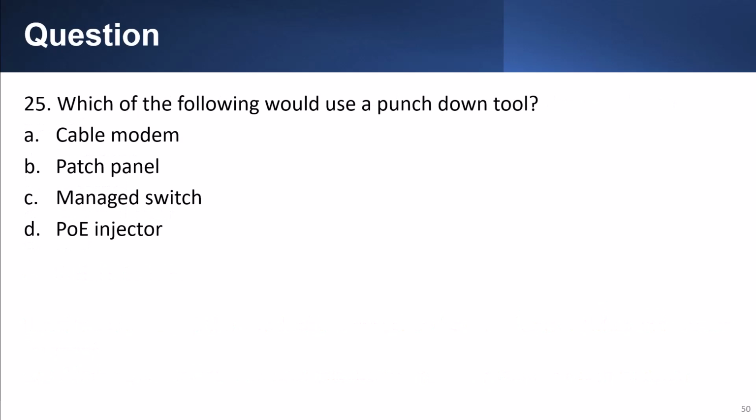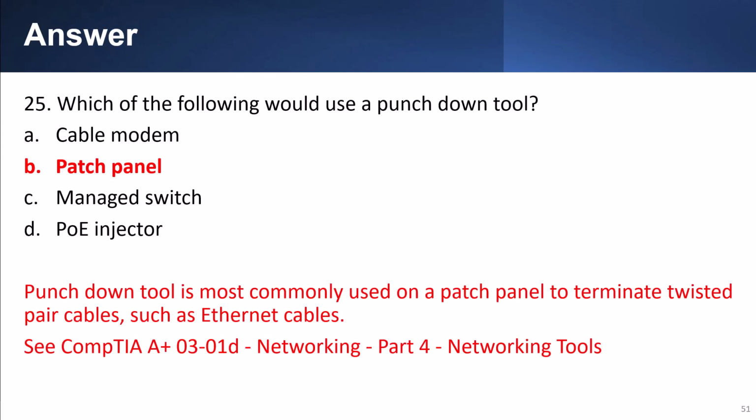Question 25. Which of the following would you use a punch-down tool on? Answer: patch panel. A punch-down tool is most commonly used on a patch panel to terminate twisted pair cables such as Ethernet cables.